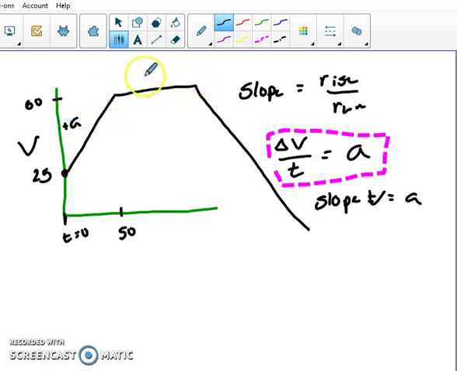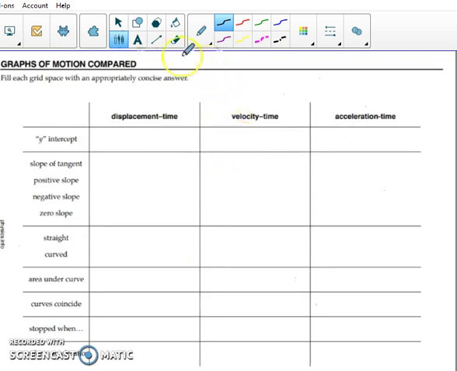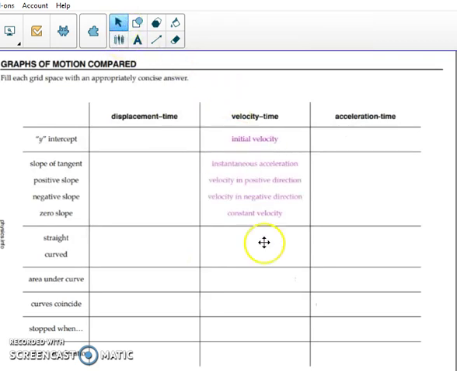Here we have a 0 slope. That means it has an acceleration of 0. Down here we have a negative slope. So let's go back and fill out the chart. So the slope is the acceleration.